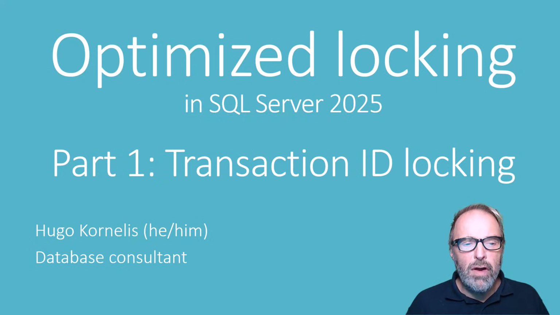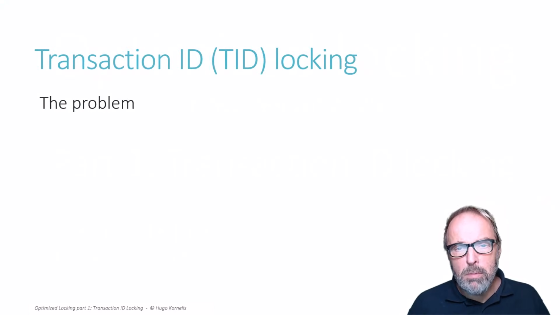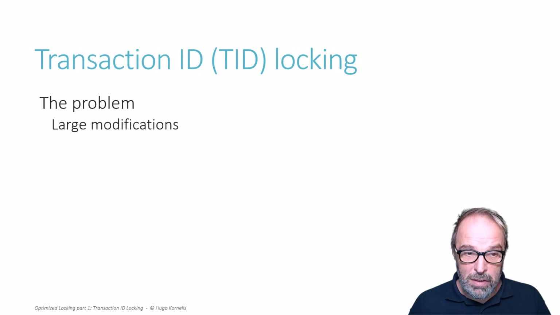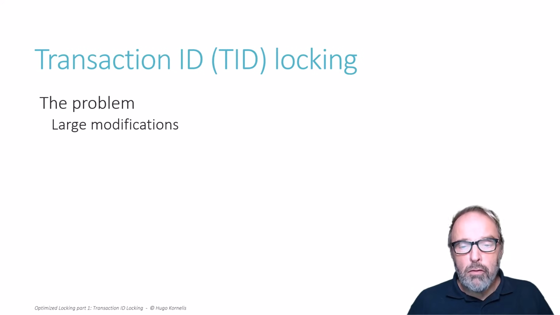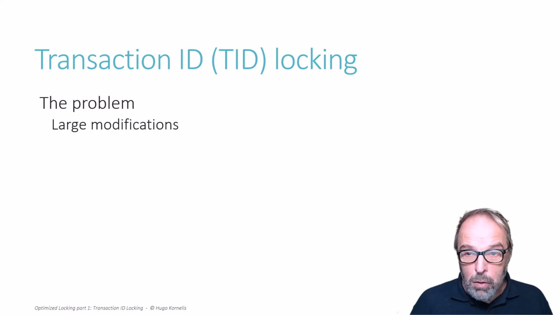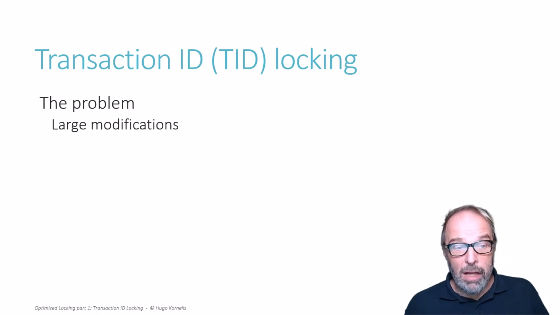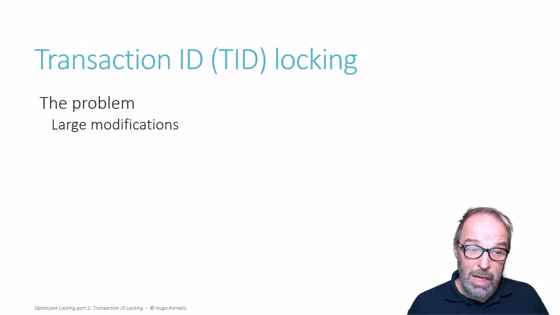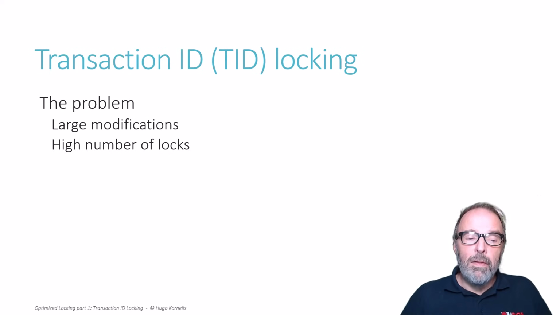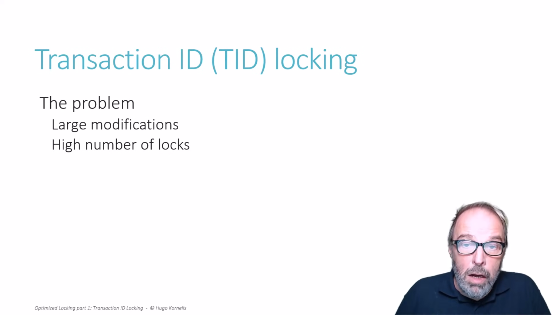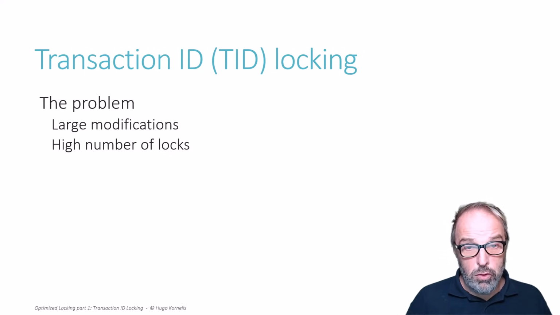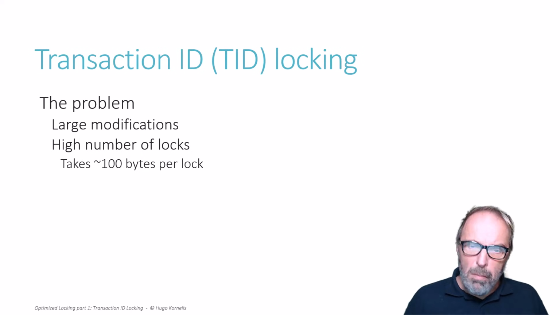This feature tries to help us with the problems that we can have if we have large modifications in our database. By default, SQL Server will always lock data at the row level. That's good, because it keeps concurrency as high as possible. But it comes at a price. Nothing is ever for free, everything comes at a price. Here, the price is if you modify a large number of rows, you get a large number of locks. Each of those locks takes some resources, not much.